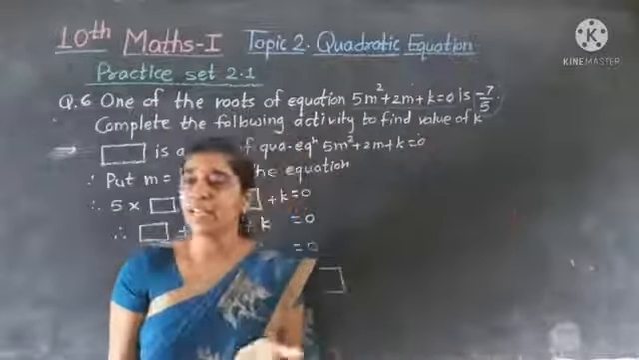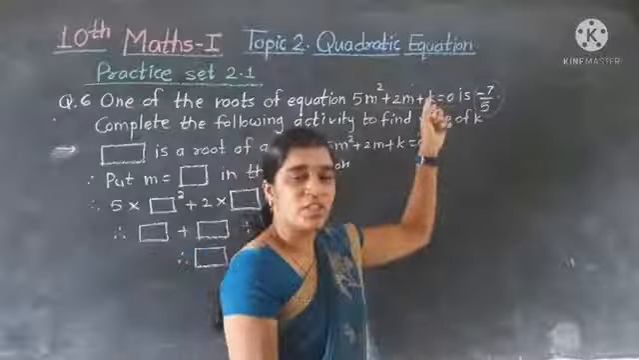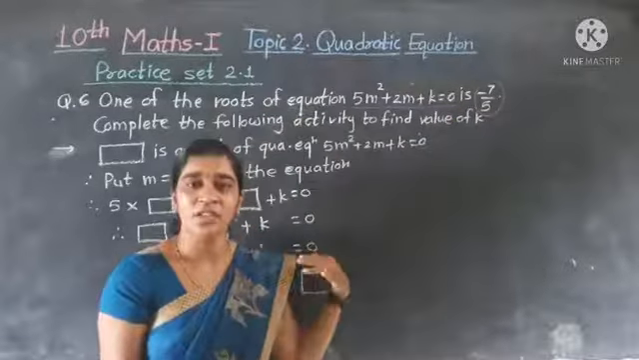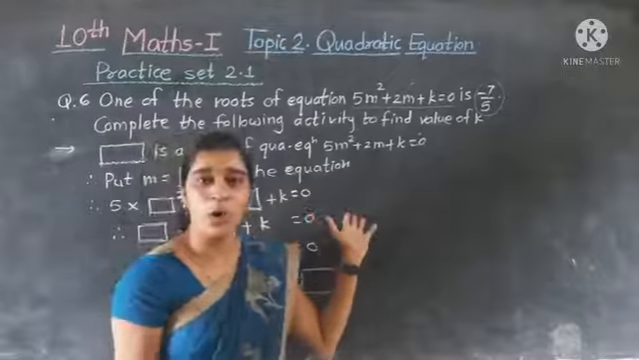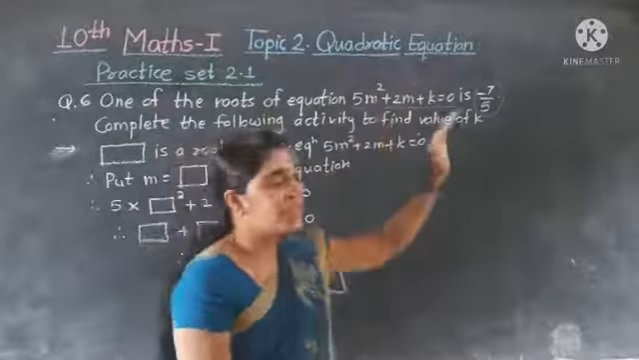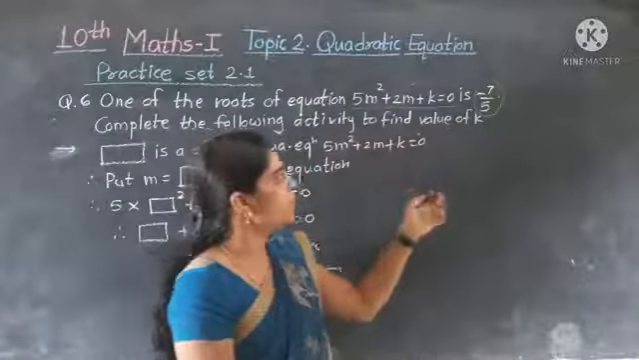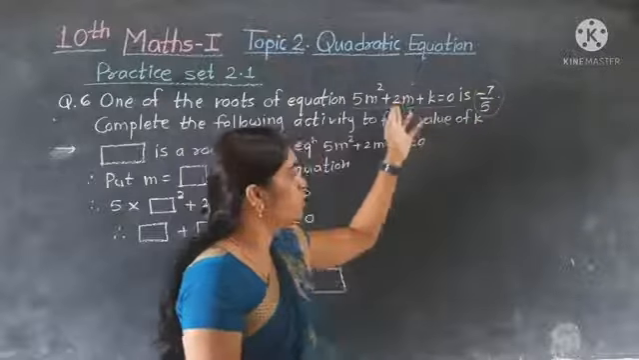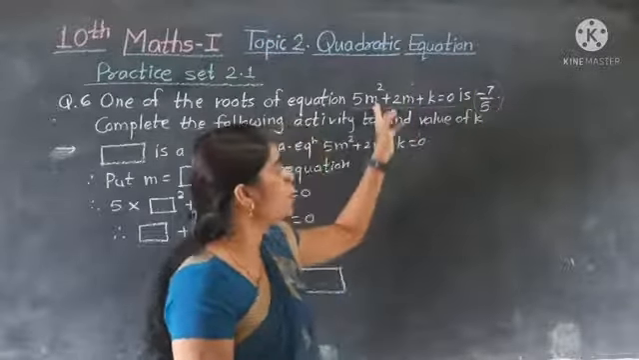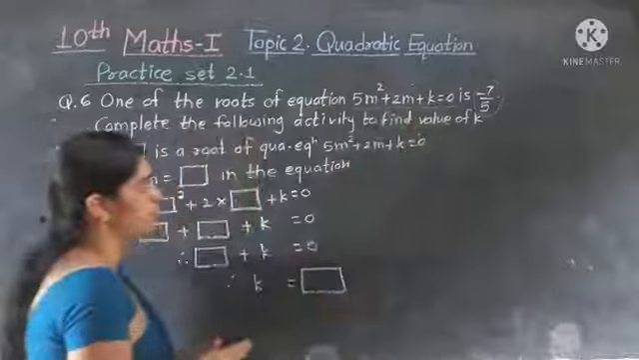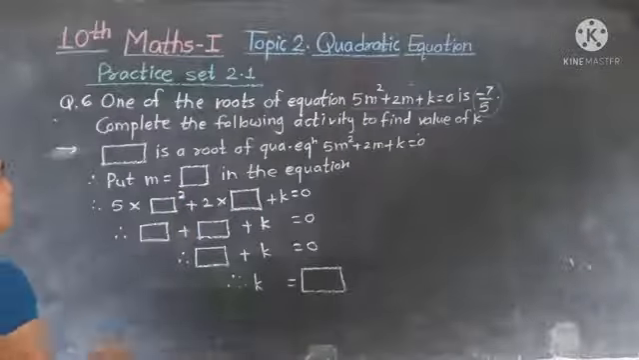If one root is there, it satisfies the given equation. You had seen the earlier question. It is a root or not, how do we find? If it satisfies the equation, then it is a root. So here it is given that it is a root of this equation. So the minus 7 upon 5 value satisfies this equation. So we start to solve this activity.